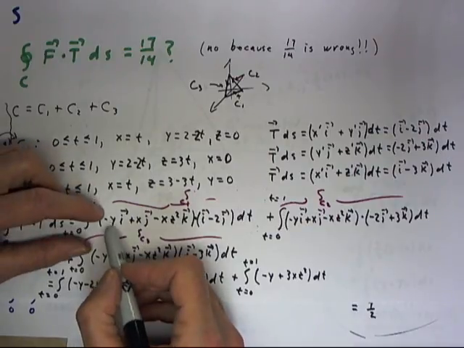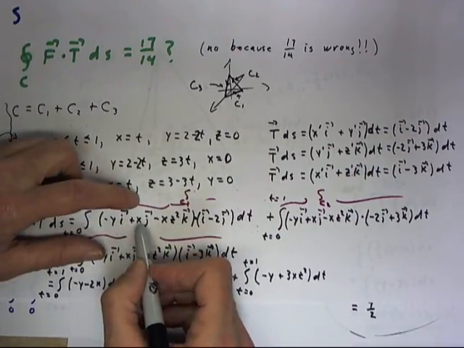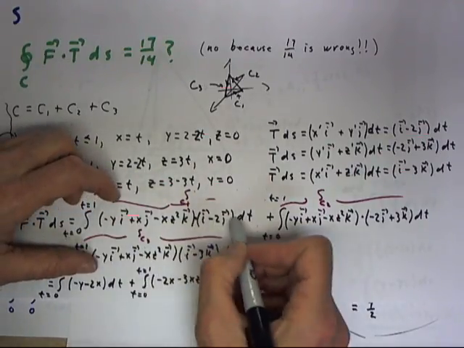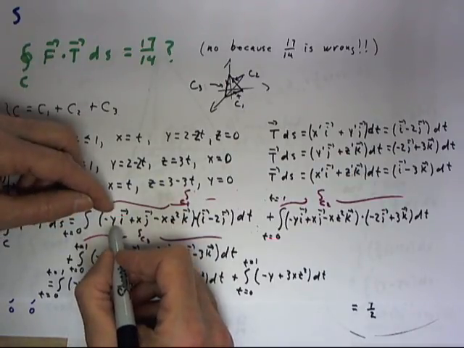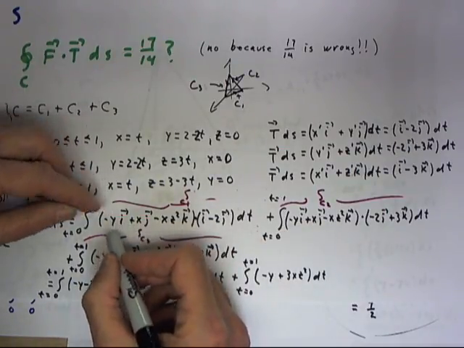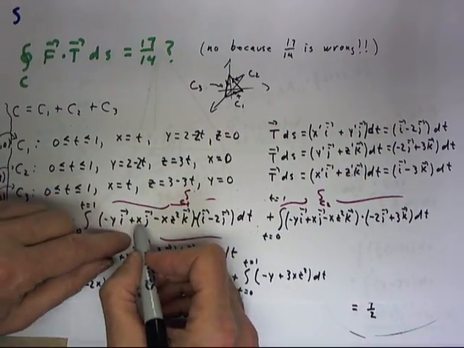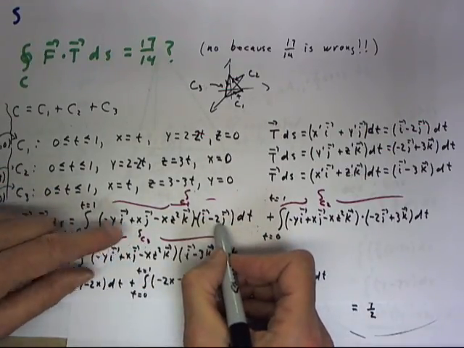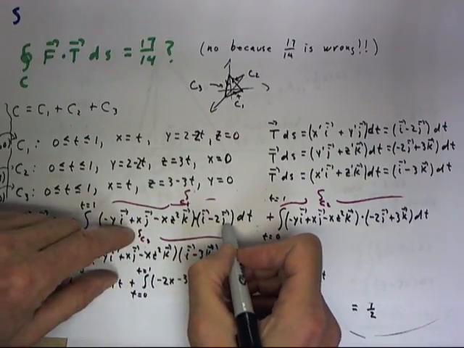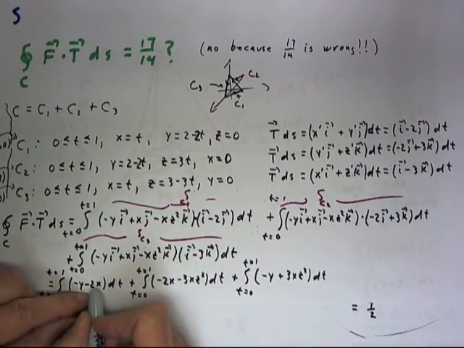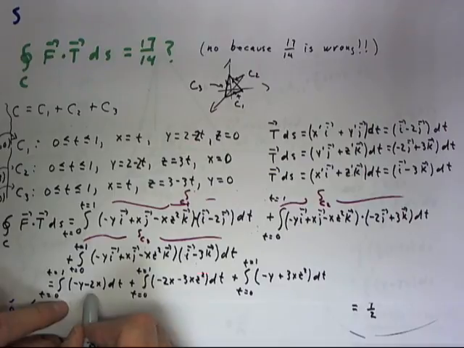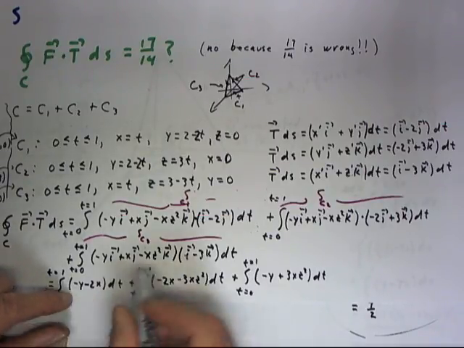If I do yi plus xj minus, well, if I do this dot product, I'm going to get negative y times 1 for the i component, which is going to be just negative y. x times negative 2, xj dotted with negative 2j, giving us negative 2x here. Again, that's incorrect. We have the incorrect parameterization. Fortunately, this one's fairly easy to fix.